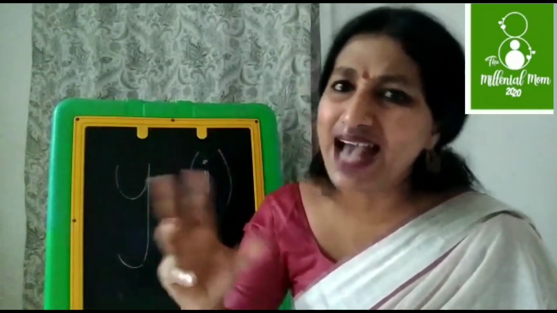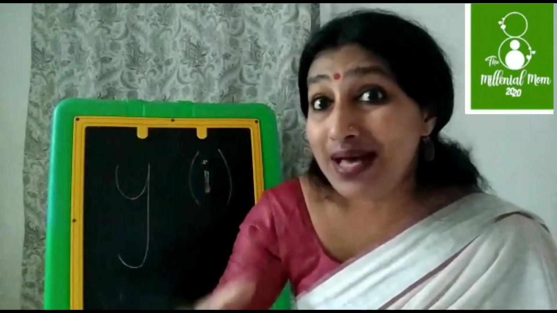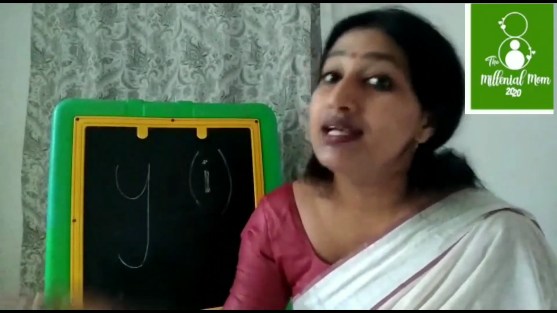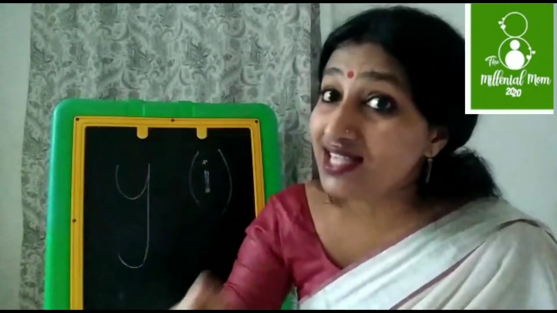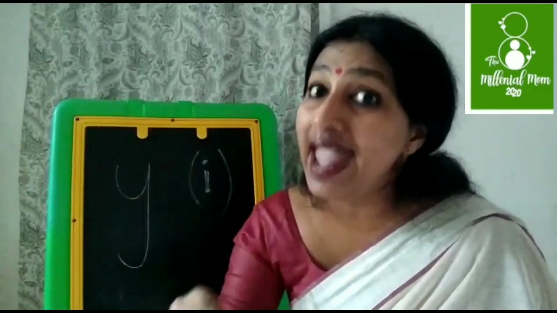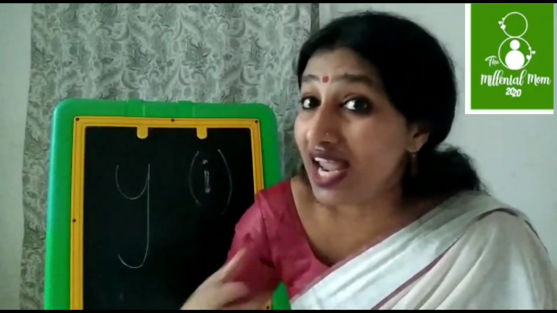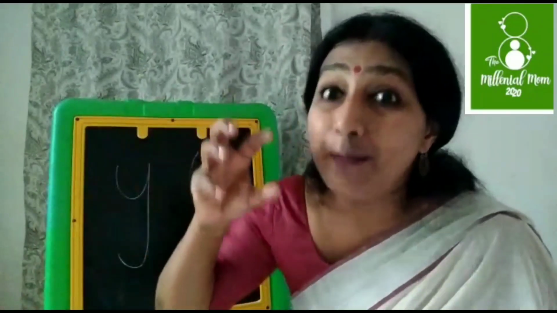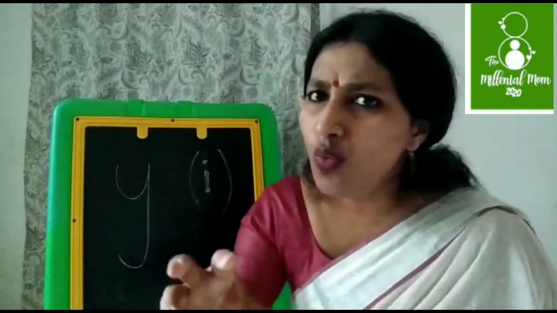Okay, so now we know there are three letters in the alphabet that keep changing their sounds according to the person standing next to them. C and G will change their sound when they stand next to E, I and Y, and Y keeps changing according to its position in words. Don't worry about all of this now. All you need to know now is C, G and Y do not have fixed sounds throughout. They keep changing their sounds.